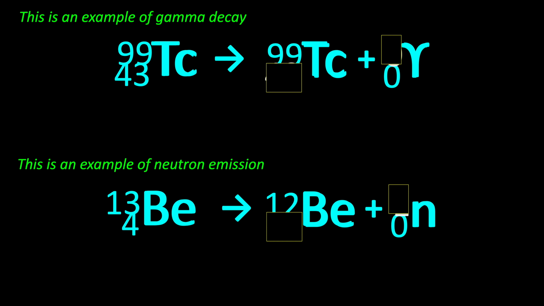And finally, we have an example of gamma decay and neutron emission. These are the final two equations we need to touch on. Pause the video and see if you can fill in these blanks.